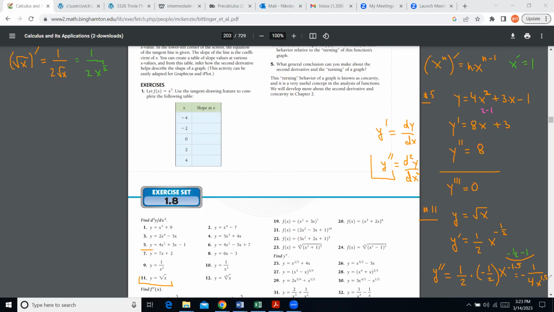So you can find another derivative and then another derivative of this, but again, they just want a second derivative here, and that's good enough. So the point of this last section is that you can take a derivative and differentiate it again.